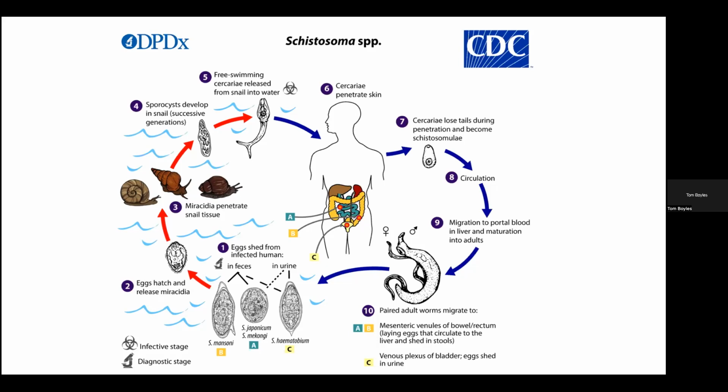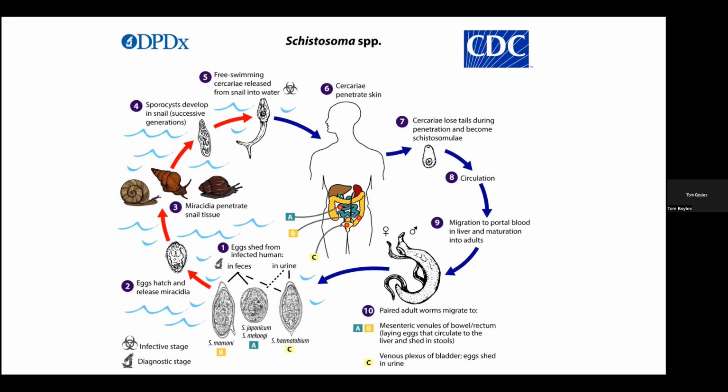The miracidium penetrates the snail, and there are 3 different snails for essentially 3 different species. If you do cert ID SA, you may find that some slightly deranged person asks you to remember the names of these snails. I would advise you not to bother. That's not going to help you at all looking after patients. But there are 3 different snails for 3 different species.